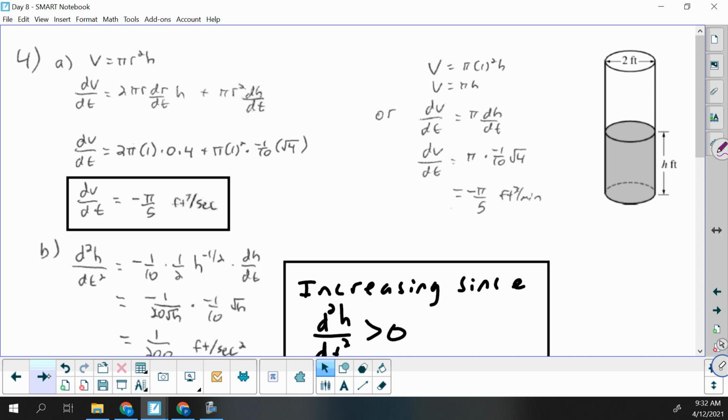Over to the right is the other way you can do it. Because the radius of 1 was constant the whole time, we can sub that in before taking the derivative. Then the derivative is a little neater. It's just dV over dt equals pi dh over dt. Sub in your negative 1/10 square root of h, but the h is going to be 4, and that gives you that same answer.